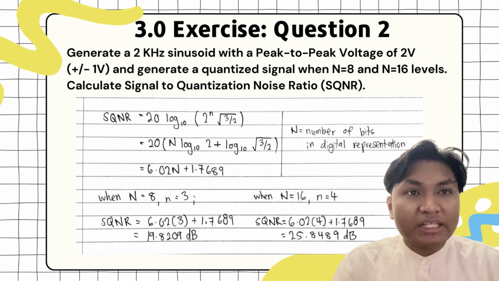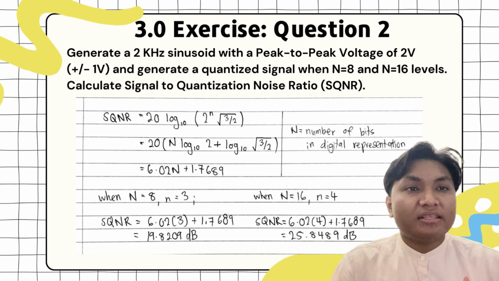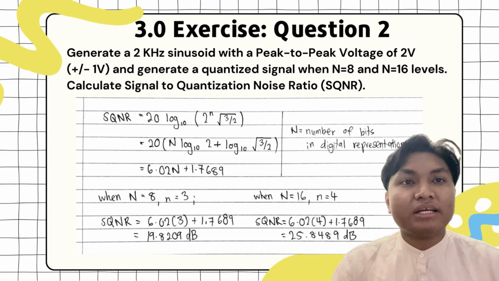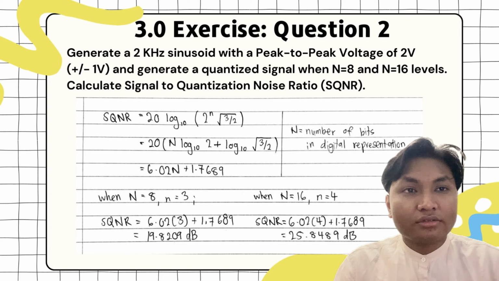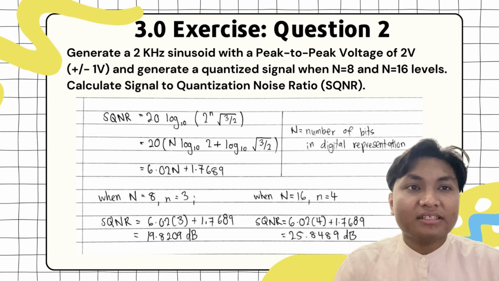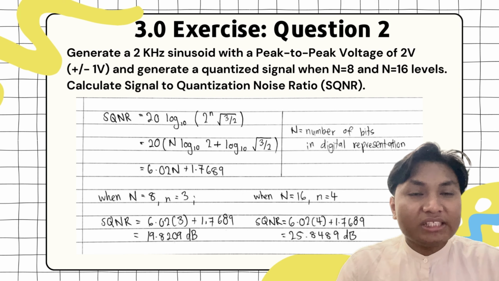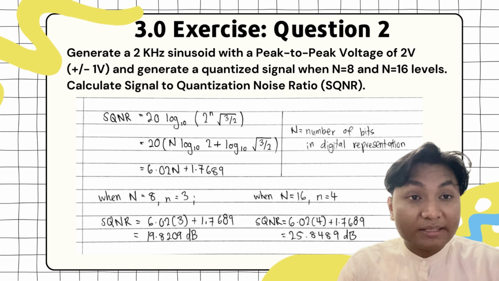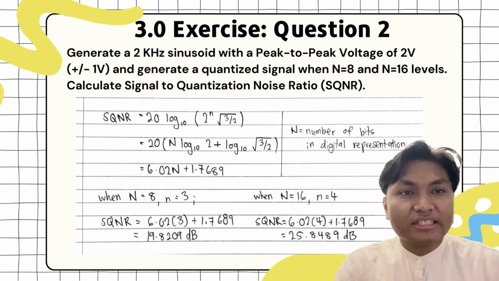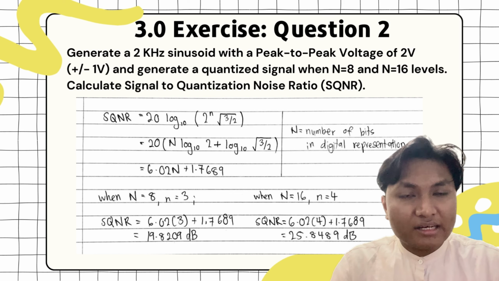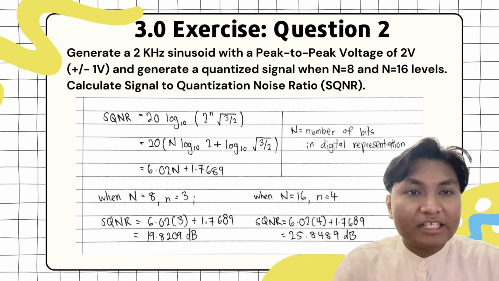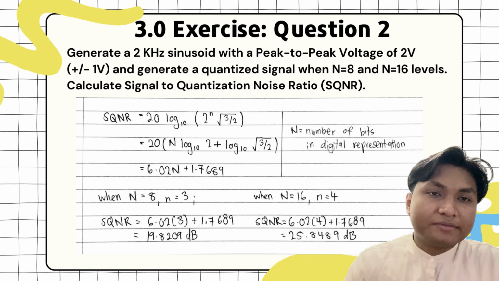Then we split the equation by the indices to make our calculation easier. Then we conclude the final equation of SQNR is 6.02n plus 1.7689. Given in the question are the levels equal to 8 and 16, which is the number of levels in digital representation, so we have to change the number into bits representation, which gives us the value of n equal to 3 and n equal to 4 respectively.